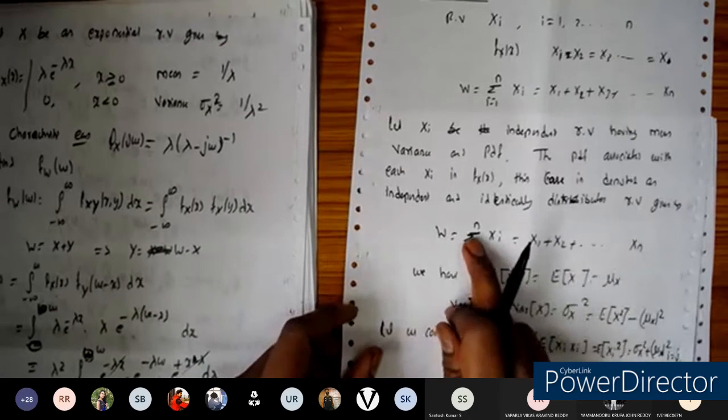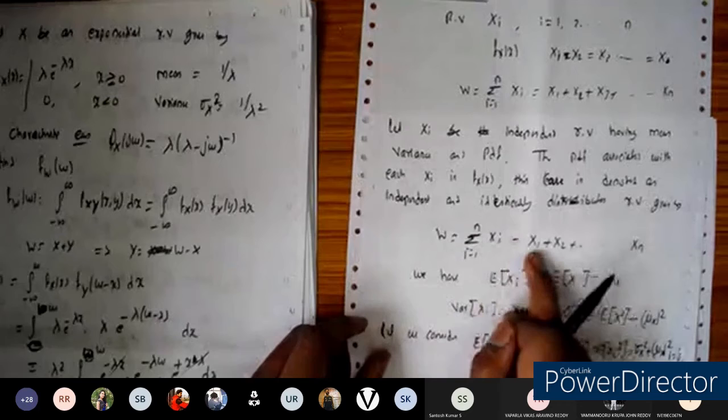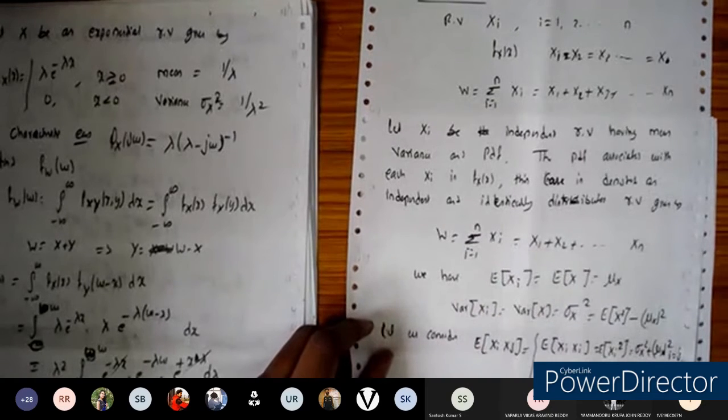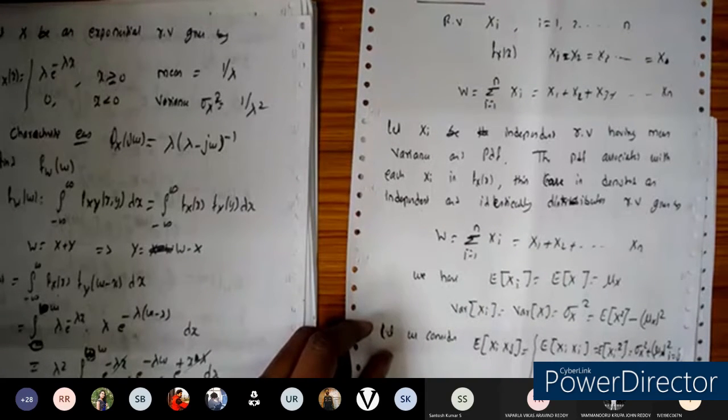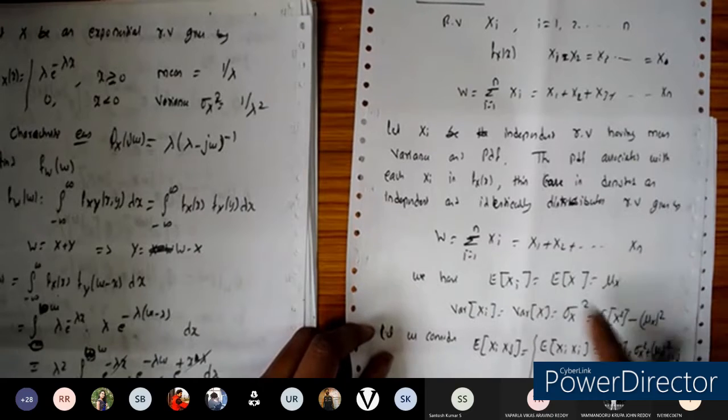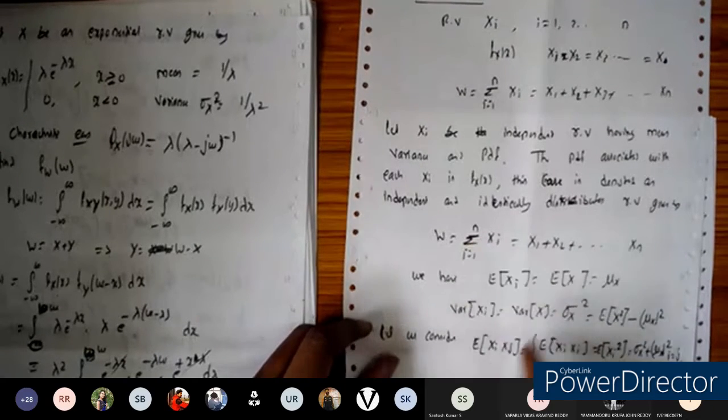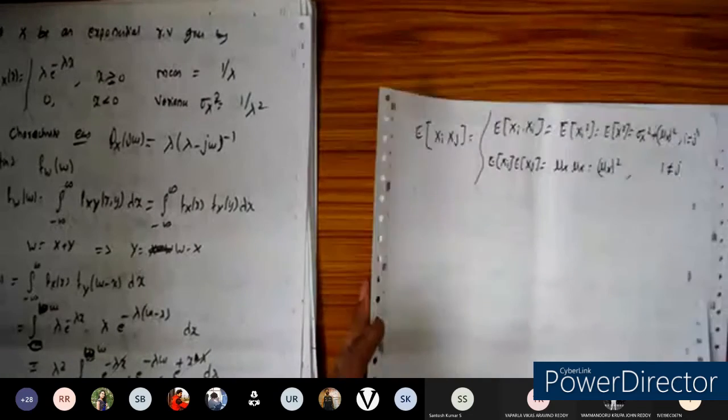Okay. So let me take n is equal to 1 as the limit. We'll get the single random variable only. Now let us take n is equal to 2.